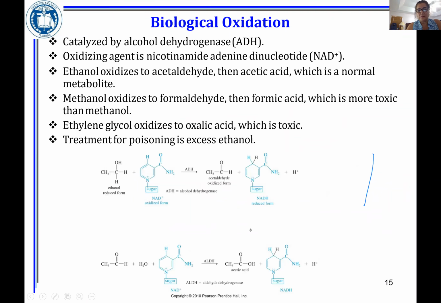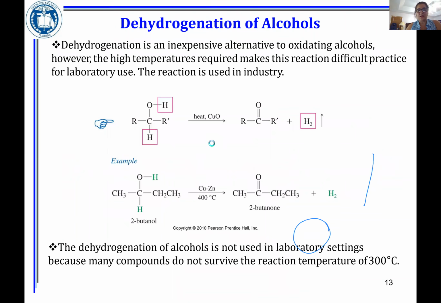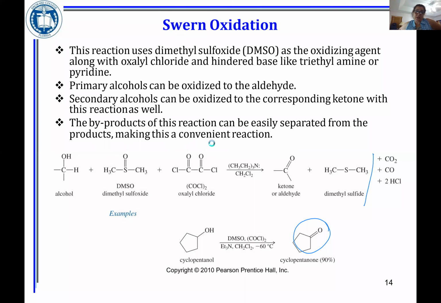Oxalyl chloride. Oxalyl chloride is also an oxidizing agent, and it can change the secondary alcohol too. So when you have choices, if you know your reagents, you are going to pick the right reagents, especially if it's a multiple choice question. So you have to know your reagent.